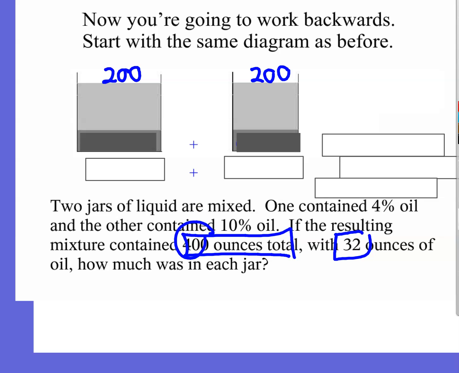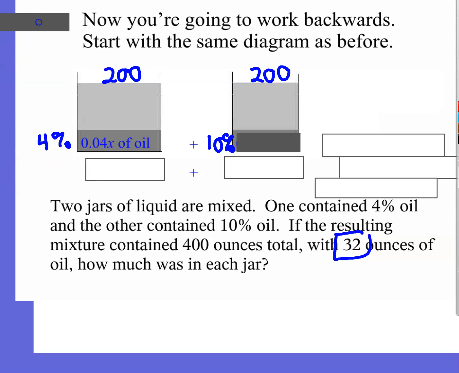Okay. The bigger question, though, is this. Did I get 32 ounces of oil when I did that? Well, we got to figure that out. This one is 10%. Well, it doesn't matter which one's 10%. I'm going to list them in the same order that they have them there. So I'm going to say this one's 4%, and this one's 10%. Well, how much oil is in there?